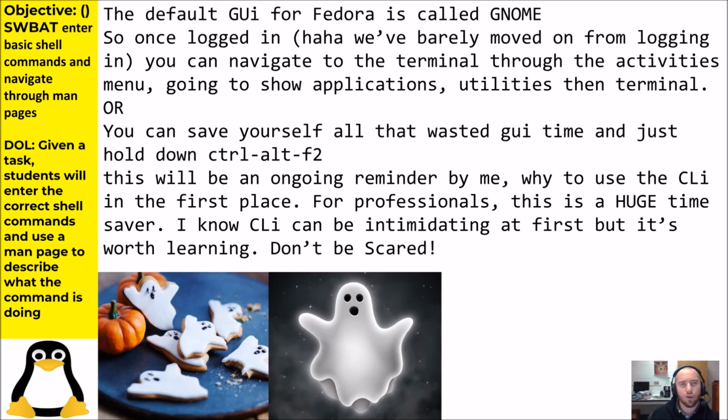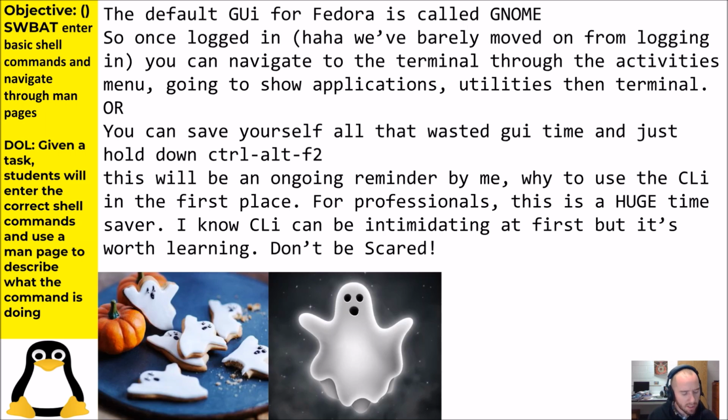So the default GUI for Fedora is called GNOME, and once you're logged in, we've barely moved on from logging in and I'm this far into the lesson. But once you're logged in, you can navigate to the terminal through the Activities menu, going to Show Applications, then Utilities, and then Terminal. Or, to save yourself time, that's the whole point of this lesson, is showing you how to use the command line to save yourself time.